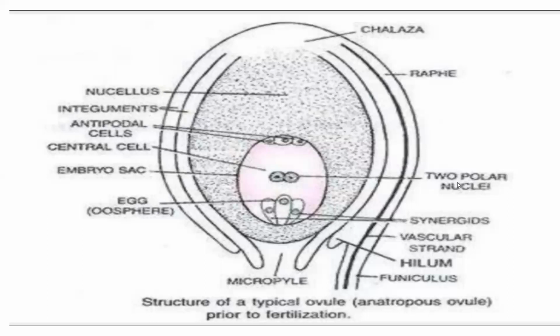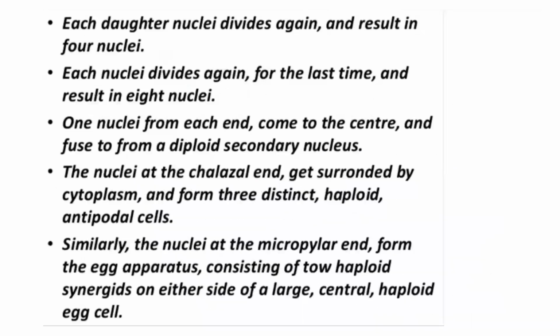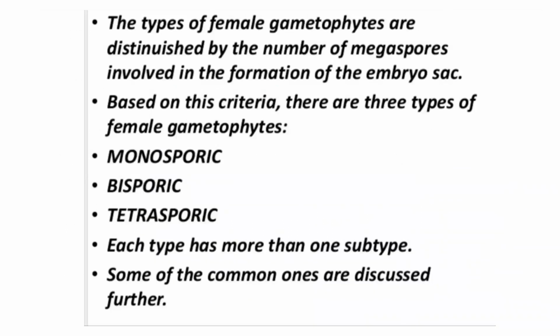Okay, this is also another diagram. The structure of the typical ovule looks like an anatropous ovule, prior to the fertilization. The embryo sac in angiosperms is 8 nucleate and 7-celled.